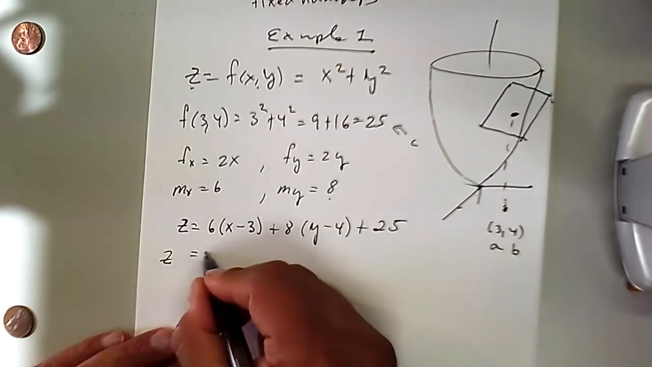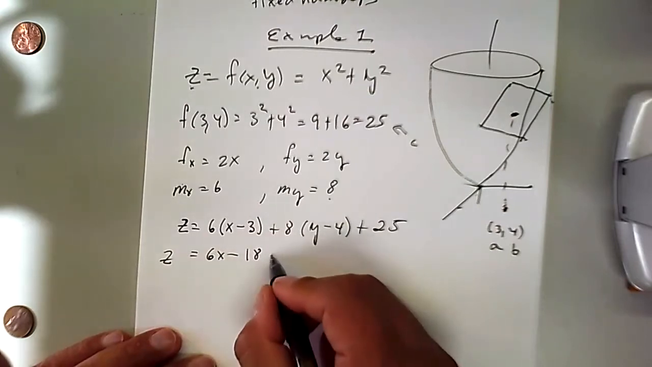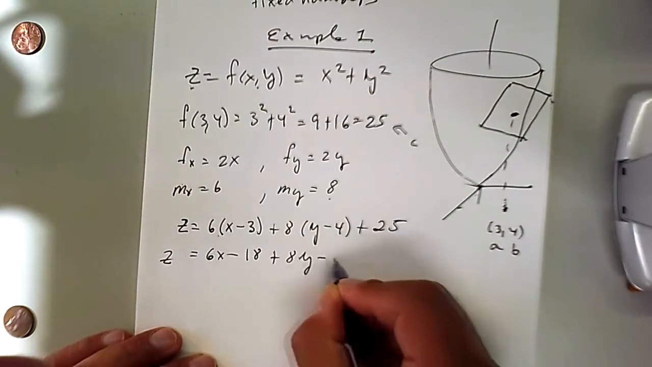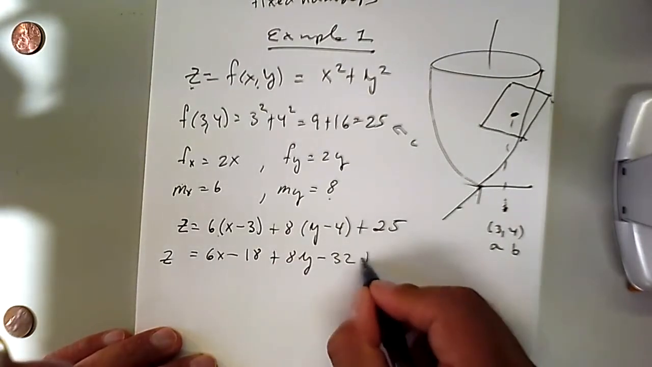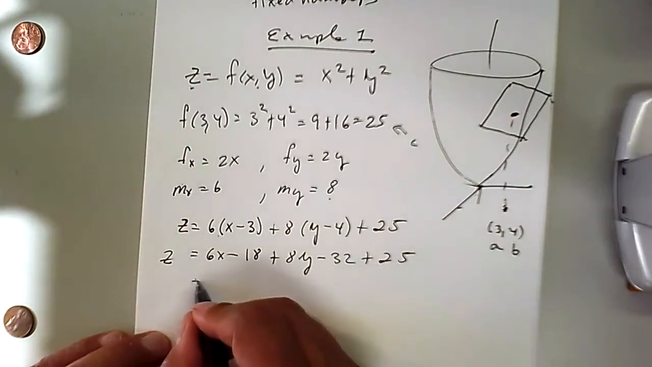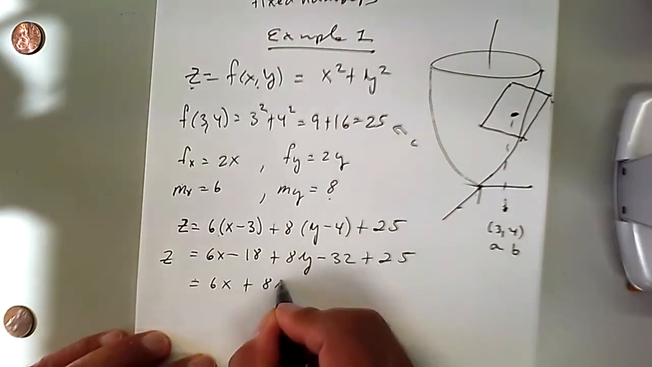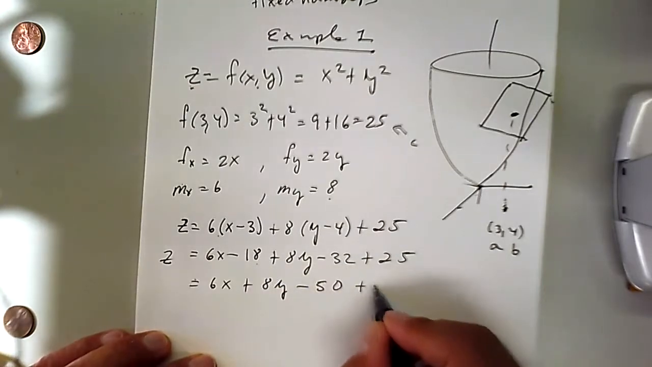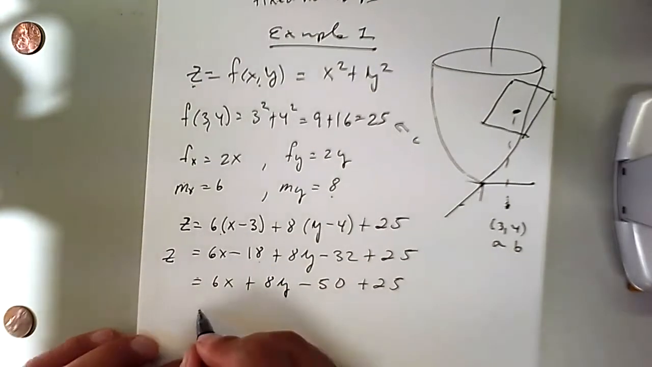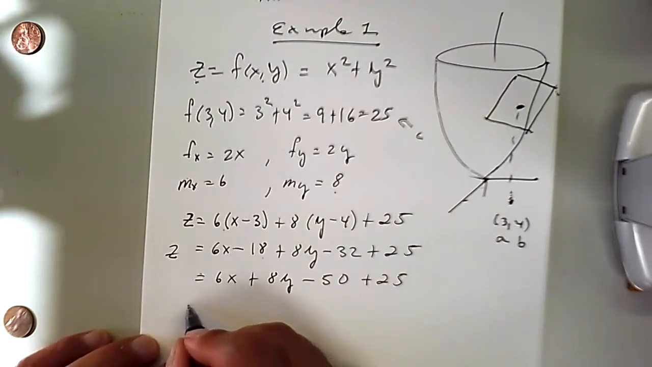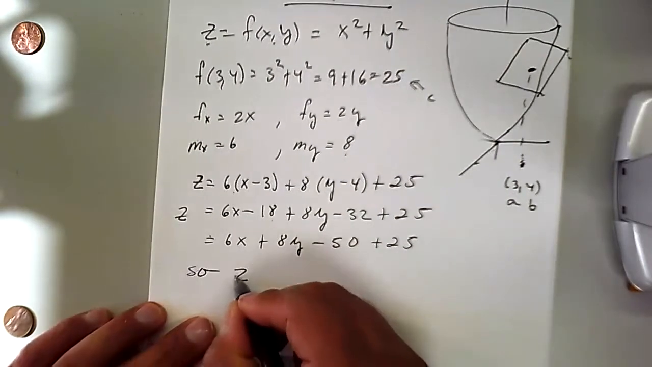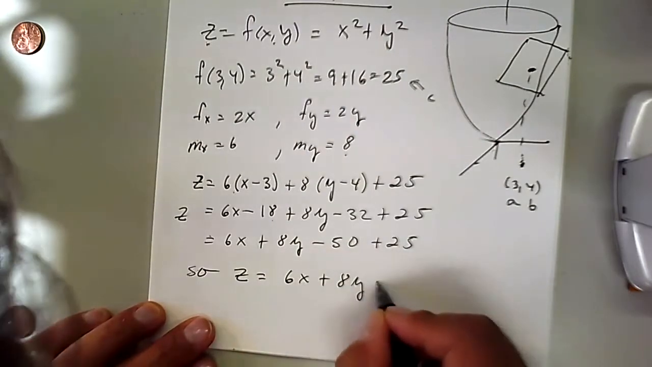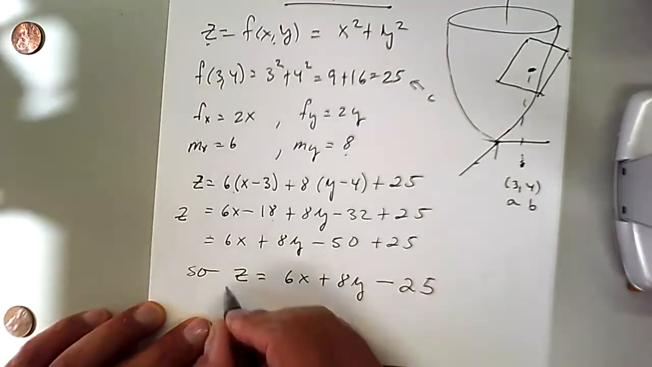So z equals 6x minus 18. 6 times 3 is 18, plus 8y minus 32 plus 25. So that is 6x plus 8y minus 50, because negative 18 minus 32 is negative 50. We added 25. That's a coincidence that we end up with negative 25. So z is equal to 6x plus 8y minus 25.